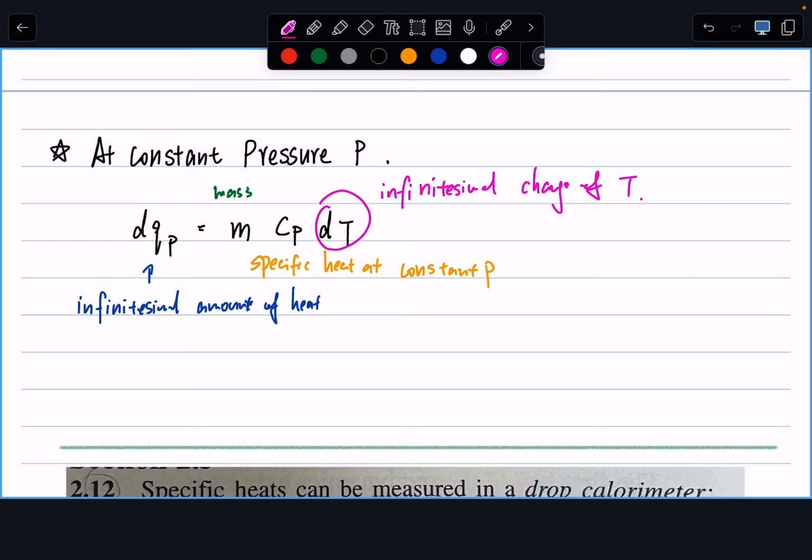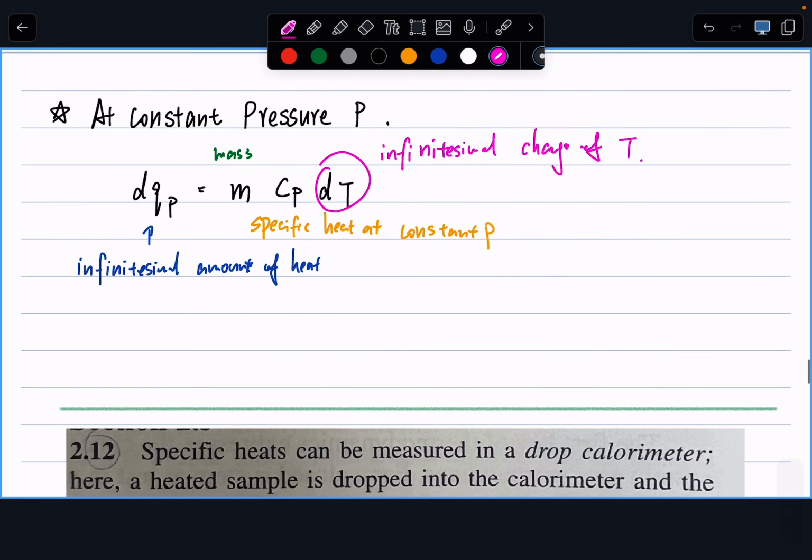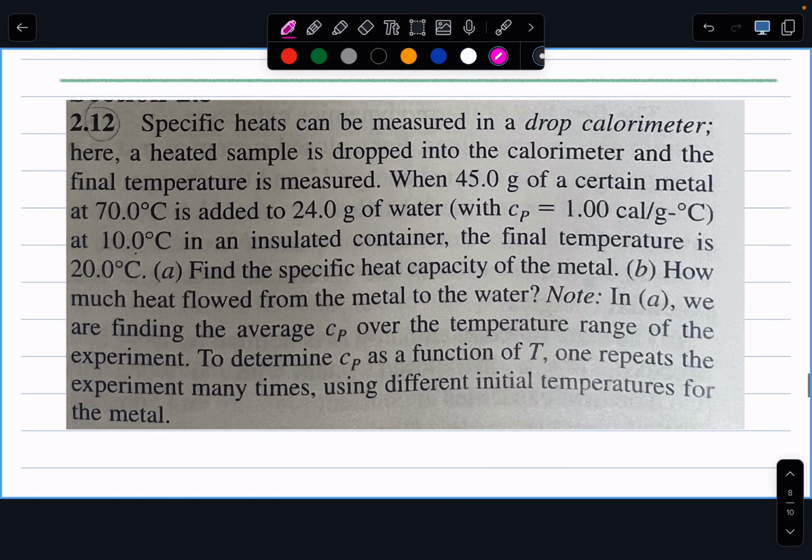All right. And for chapter 2, like what we did with work, I expect you to know how to plug in numbers and to solve for numeric answers for the amount of heat that's being transferred, or calculate the specific heat of, say, a metal. So if we read this one together, we can say that specific heats can be measured in a drop calorimeter.